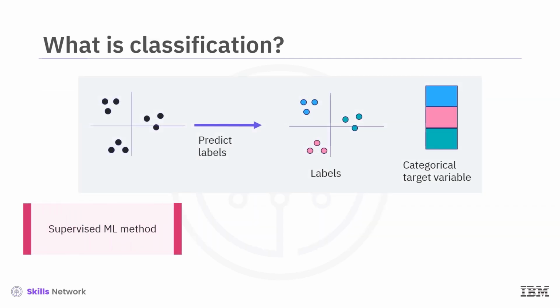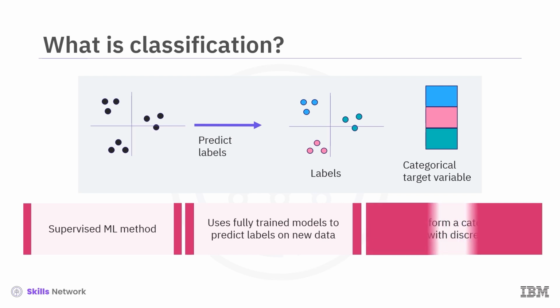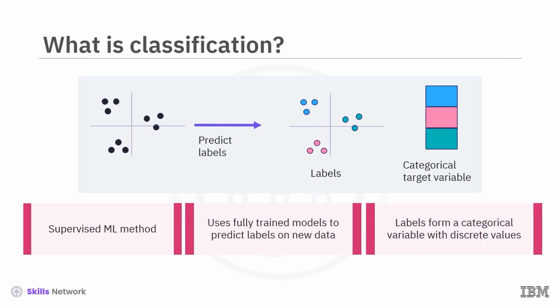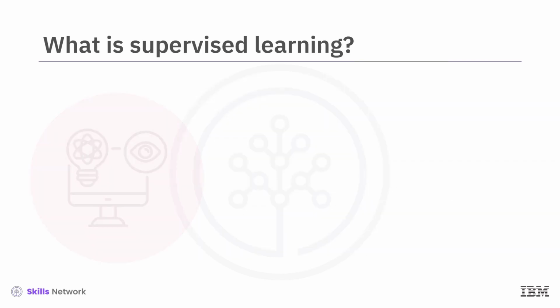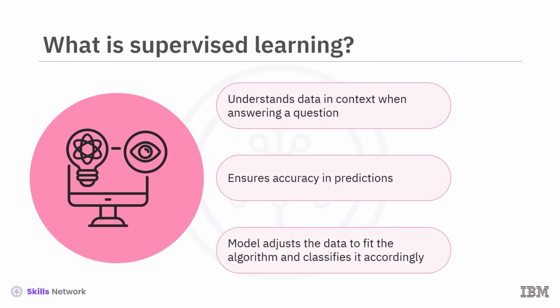Classification is a supervised machine learning, or ML, method that uses fully trained models to predict labels on new data. The labels in classification form a categorical variable with discrete values. Supervised learning aims to understand data in the correct context when answering a specific question. This ensures data accuracy when making predictions. As data is input, the model adjusts the data to fit the algorithm and classifies it accordingly, defining the input and the predicted output.